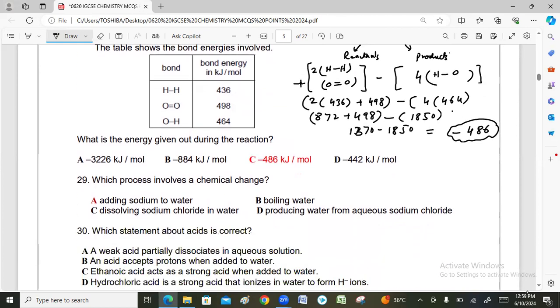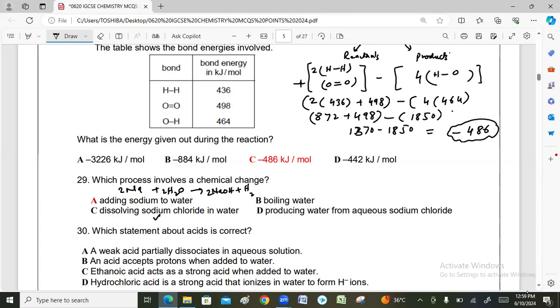Okay, then which process involves a chemical change? Adding sodium to the water. Yes, this is a chemical change, because when sodium reacts with the water, we will get sodium hydroxide plus hydrogen gas, and this is the balanced equation. Boiling water is a physical change. Dissolving sodium chloride in water, we'll get the solution. This is a physical change.